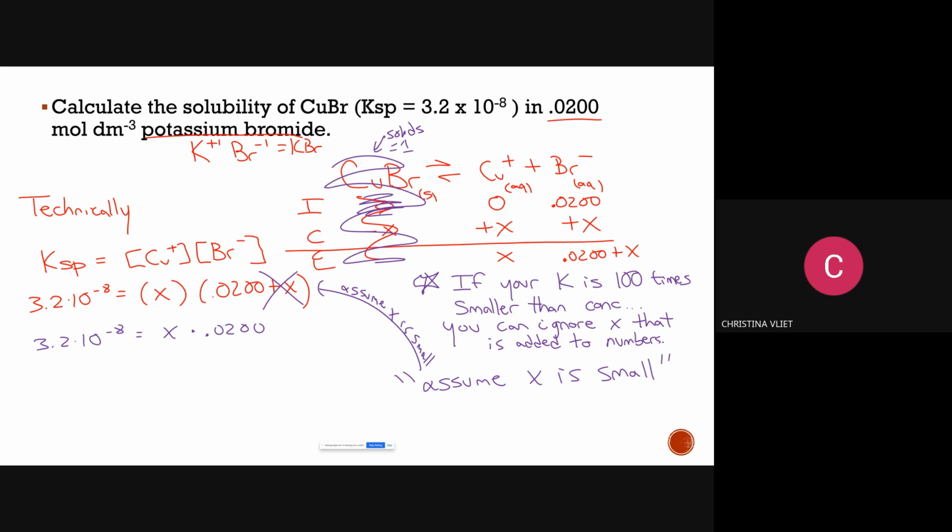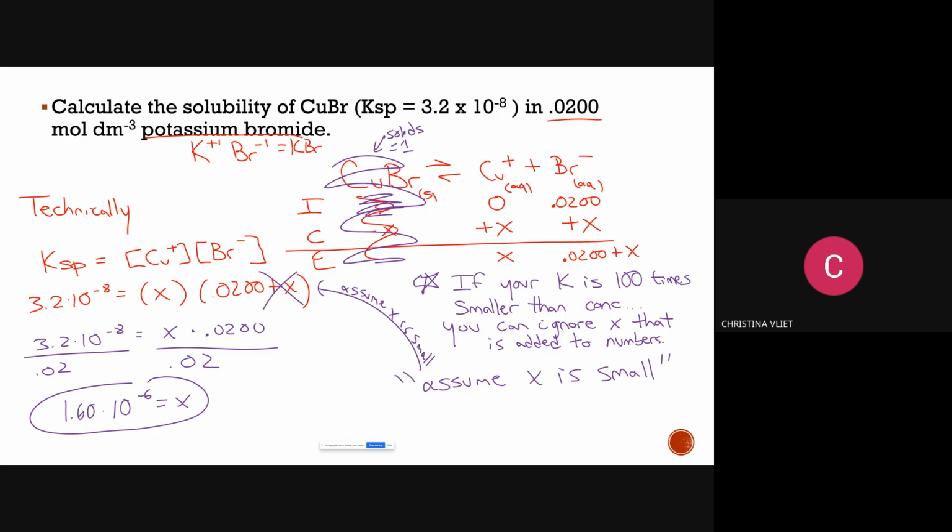So then do 3.2 times 10 to the negative 8, and divide that by 0.02 on both sides. I got 1.6 with the Casio. 1.60 times 10 to the negative 6 is the answer for x. Yes, you can do it.